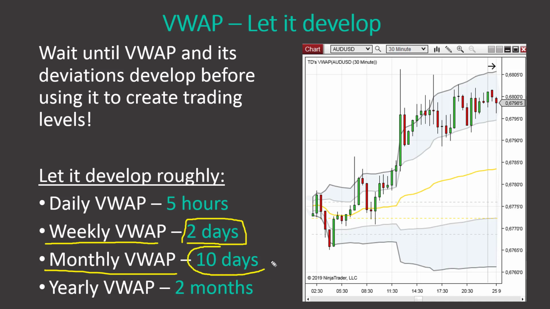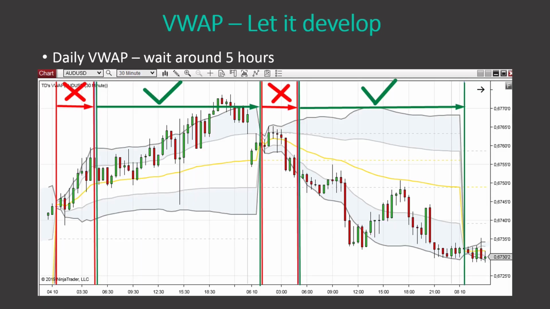With monthly VWAP, it's 10 days. And with yearly VWAP, you want to wait the first 2 months of the year before you start trading with the yearly VWAP. Now, those are just rough numbers. You don't need to follow them, they are not set in stone, right? So these are just rough numbers which I'm using. If there's a nice trading opportunity and it sort of goes against some of those, well, you can take it. It's not that crucial to follow them, but you should always give the VWAP some time to calculate before you trade it.